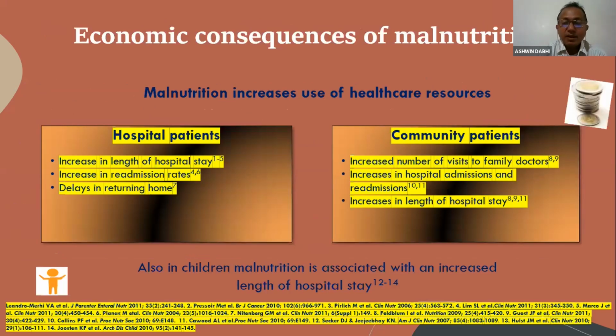Apart from that, if you look at the economic consequences of not treating malnutrition, hospital patients have an increased length of stay in ICU, increased length of stay on renal replacement therapy and ventilation, and a longer hospital stay. There is a high incidence of readmission after discharge, and there are delays in returning home. If you look at community patients who are malnourished, they visit their family doctors more frequently. They have more frequent hospital admissions, and all that leads to an increase in the cost of healthcare.